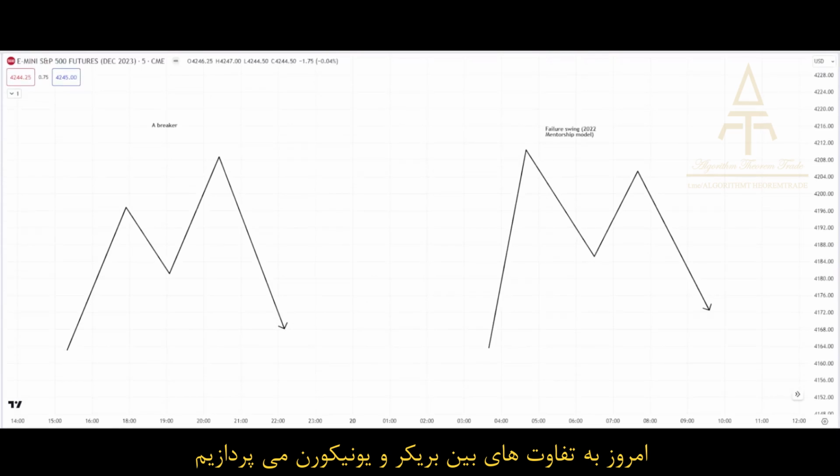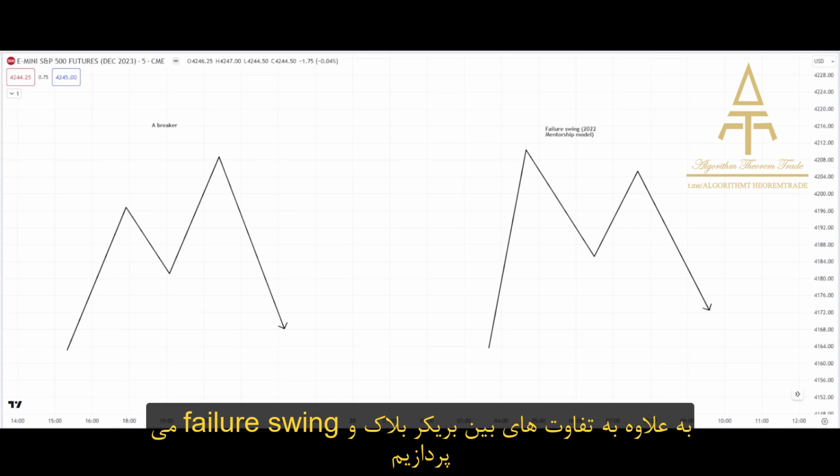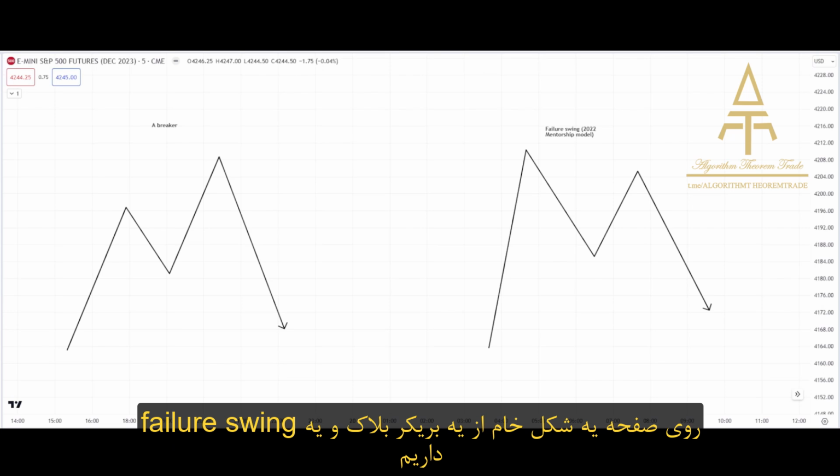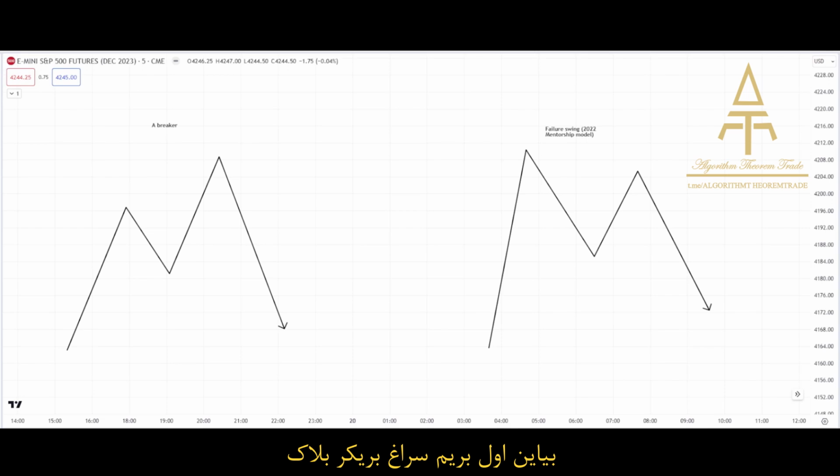Today, we will be looking at the differences between a breaker and a unicorn. We will also be looking at the difference between a breaker and a failure swing, otherwise known as the 2022 mentorship model. On the screen, we have a crude depiction of a breaker and a failure swing. Let's first take a look at the breaker.